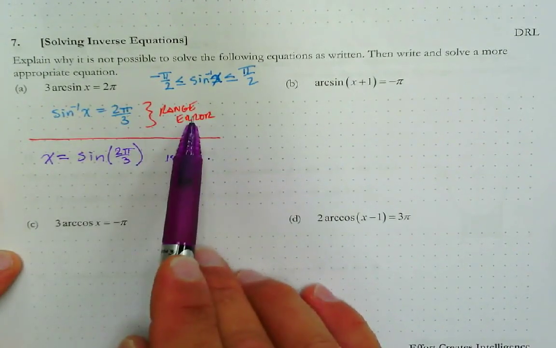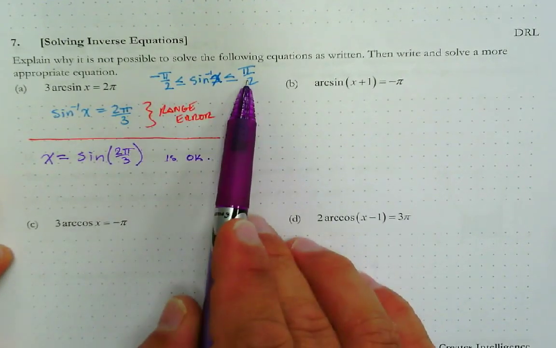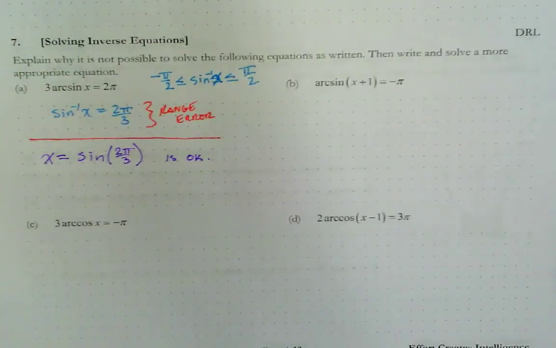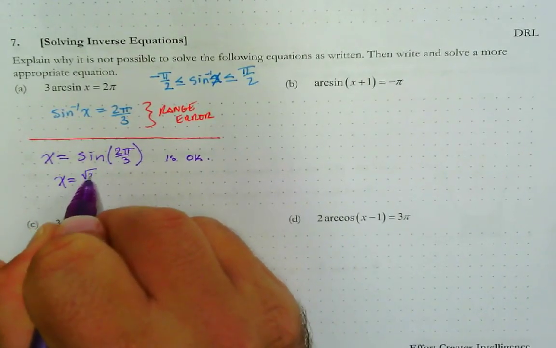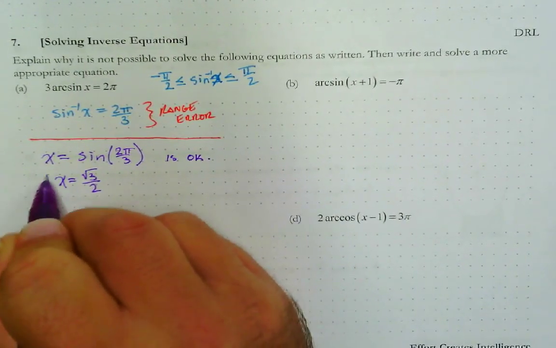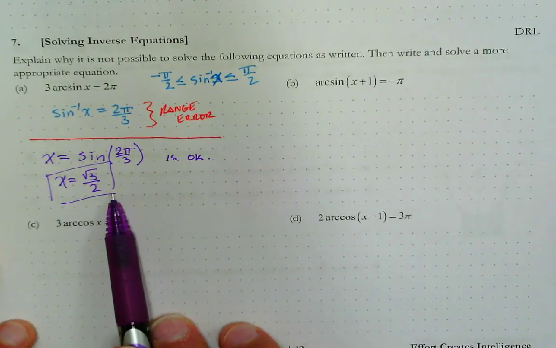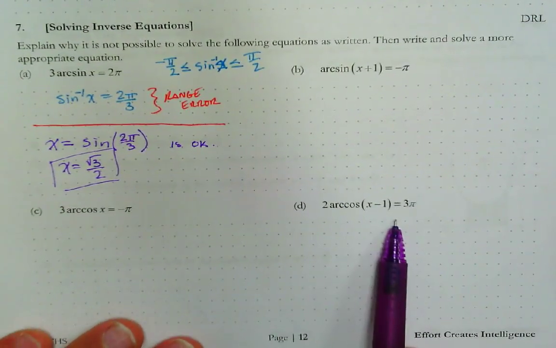We have a range error. The outputs of the inverse sine are between negative pi over 2 and pi over 2. Right? But if I was going to say, okay, what's the implication to this? Well, x is the sine of 2 pi over 3. Right? From our knowledge of our unit circle or our reference, we know that that answer is root 3 over 2.